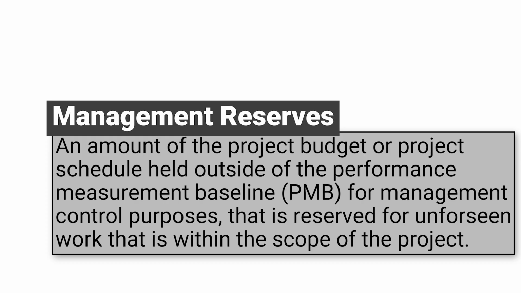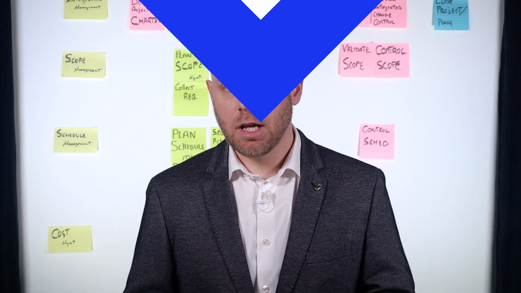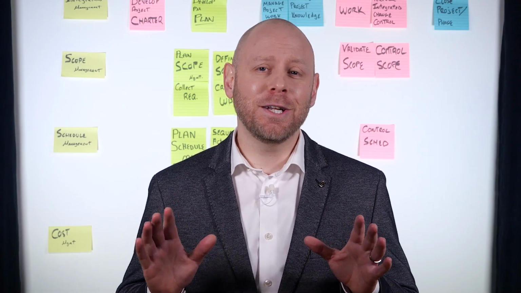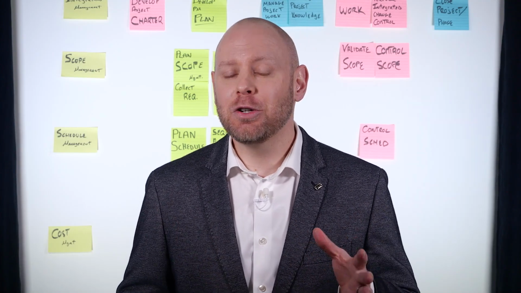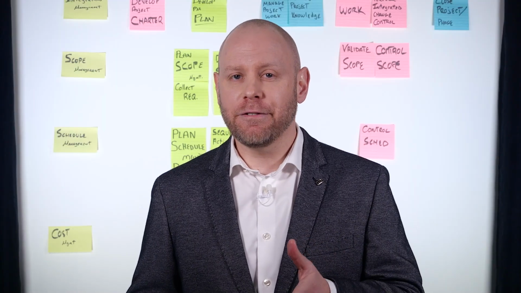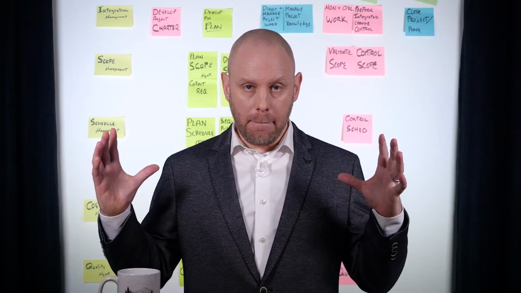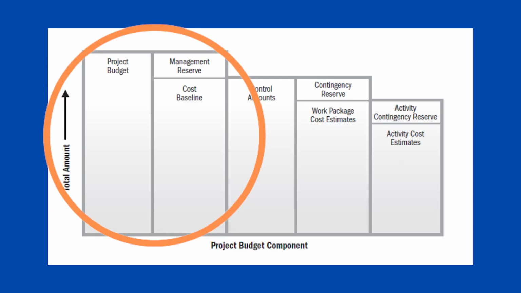For management control purposes, that is reserved for unforeseen work that is within the scope of the project. These are the classic unknown unknowns. Some might think of 2020 that way. Usually controlled by the sponsor, these reserve funds are outside the direct control of the project manager. Combine these reserves with the cost baseline and you have the total project budget.